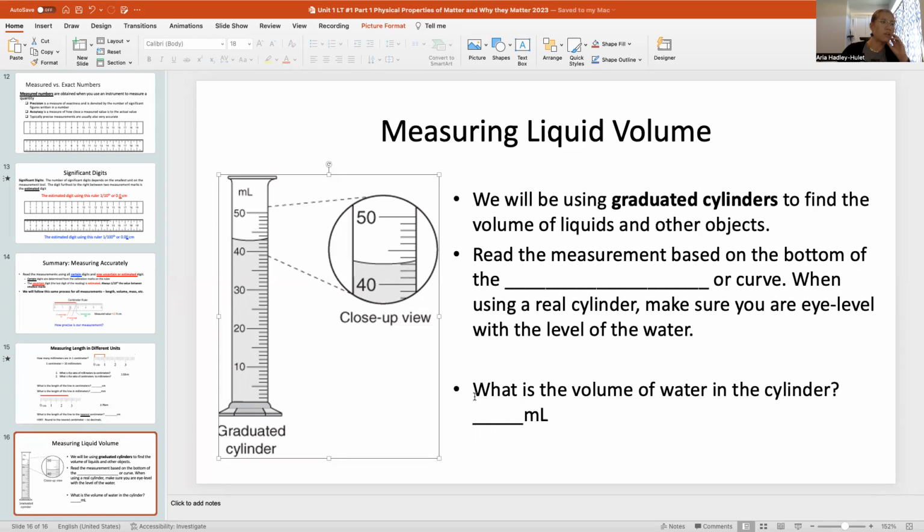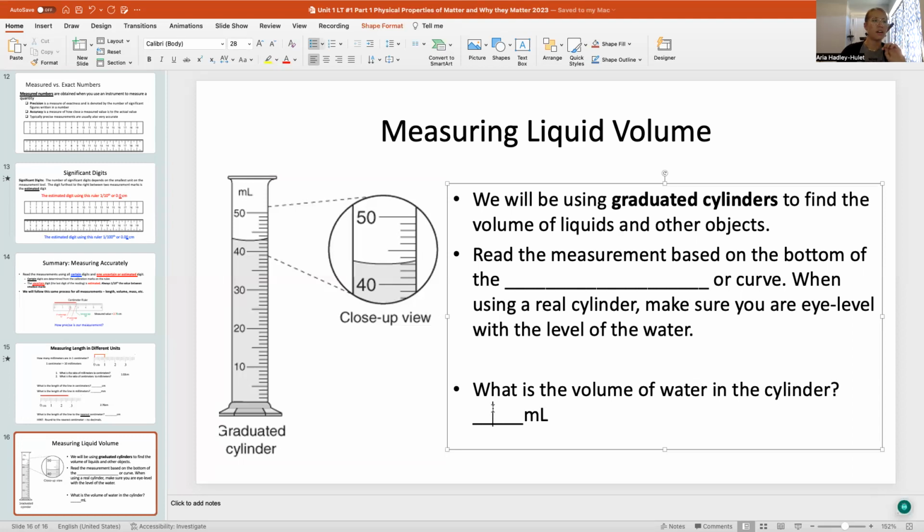Okay, so it looks like it's right on 43 milliliters, but there's a line that represents that, right? Like there's calibration marks for the ones place. So we need to include an estimated digit. And if we feel like it's right on 43, then we are estimating that it's 0.1 of the way to 44 milliliters. So that'd be 43.10 of the way.